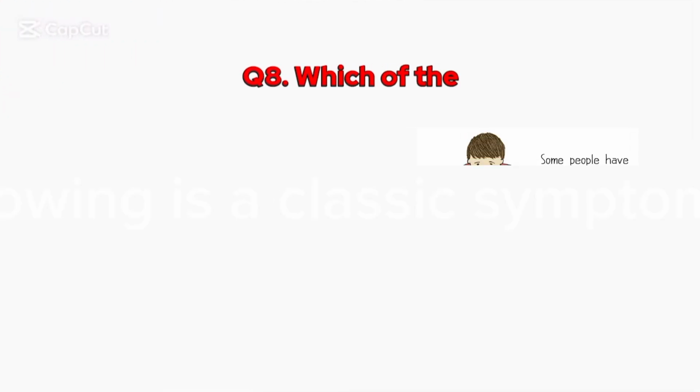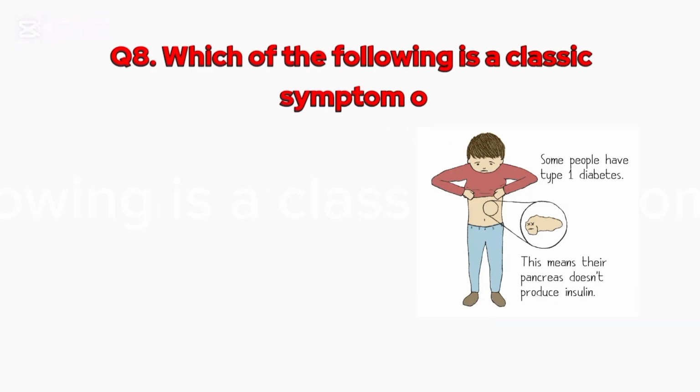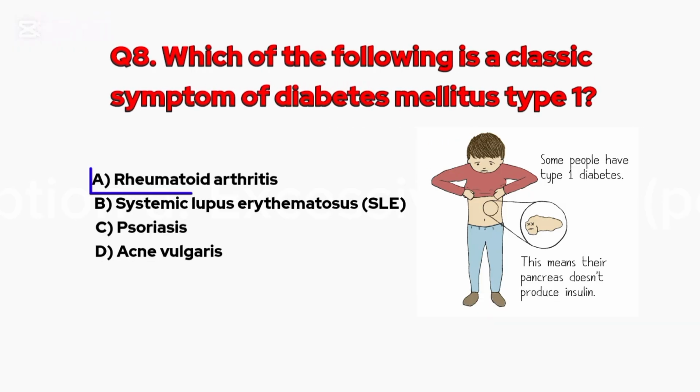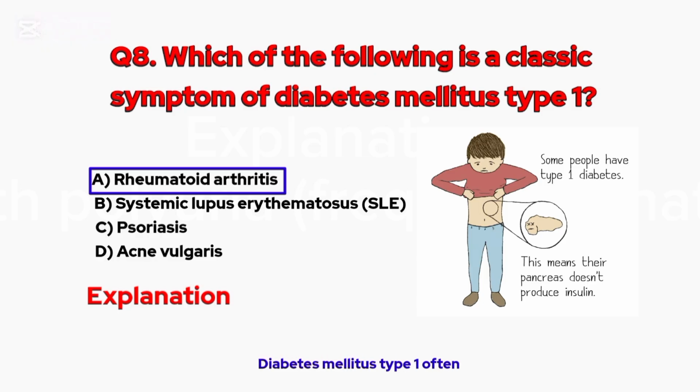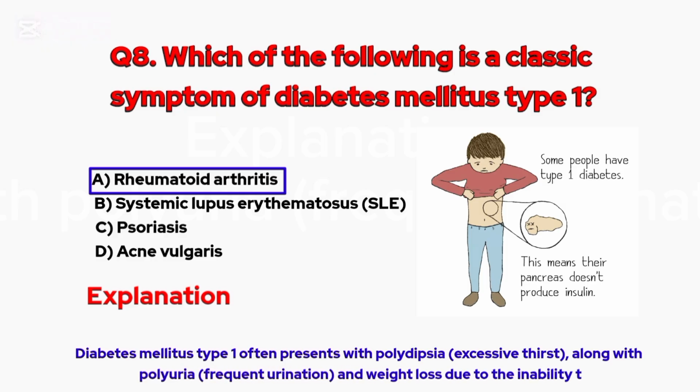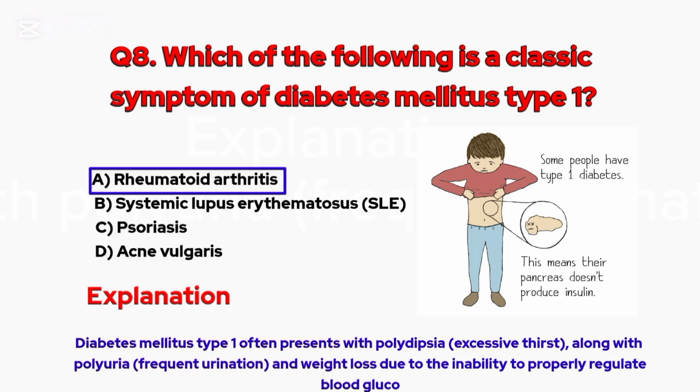Question 8. Which of the following is a classic symptom of diabetes mellitus type 1? Correct option A, excessive thirst, polydipsia. Explanation. Diabetes mellitus type 1 often presents with polydipsia, excessive thirst, along with polyuria, frequent urination, and weight loss due to the inability to properly regulate blood glucose levels.